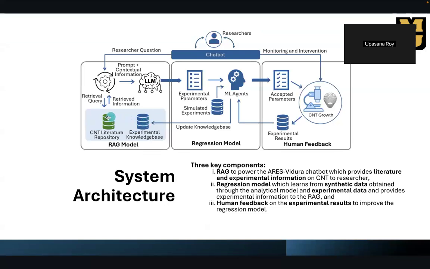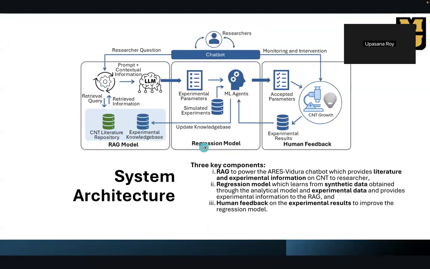By that, I mean that the CNT literature repository contains all the research papers that have been used in MU, which is University of Missouri, to conduct experiments on the growth of carbon nanotubes. And then the experimental knowledge base contains the records of the previous experiments done in the past at the University of Missouri. We are going to use these two different kinds of knowledge bases for our RAG model.